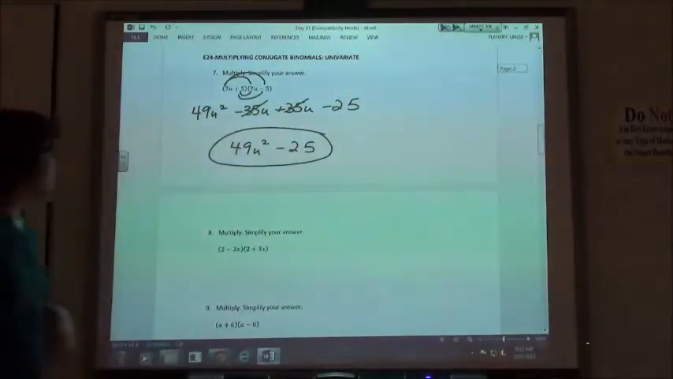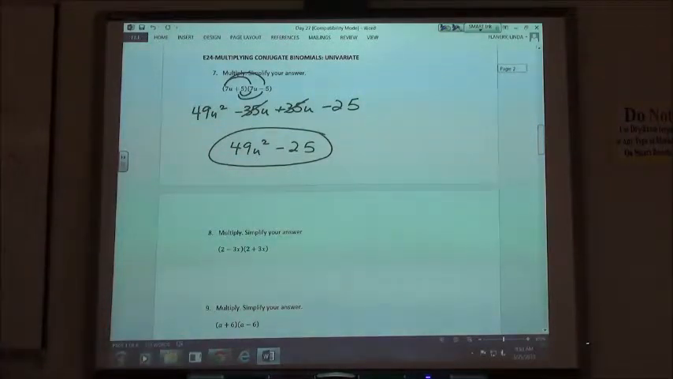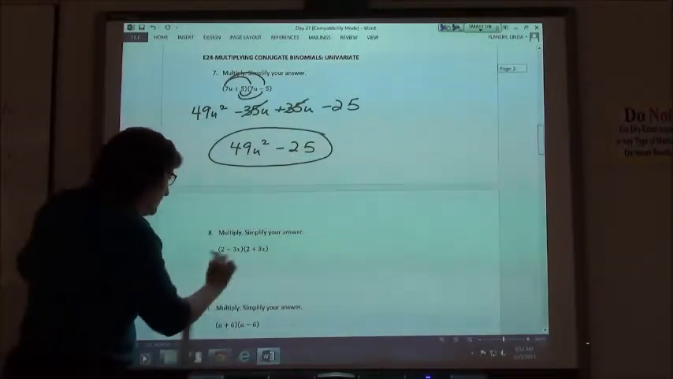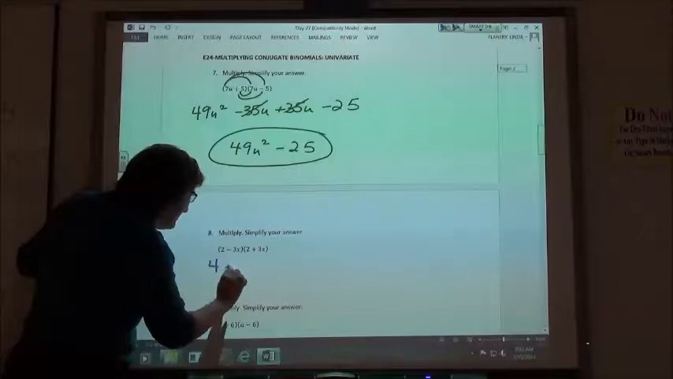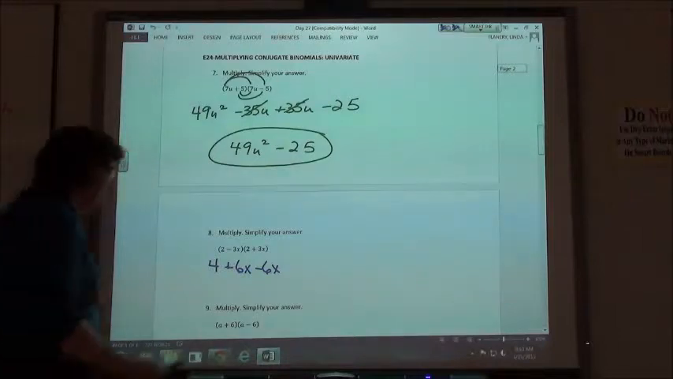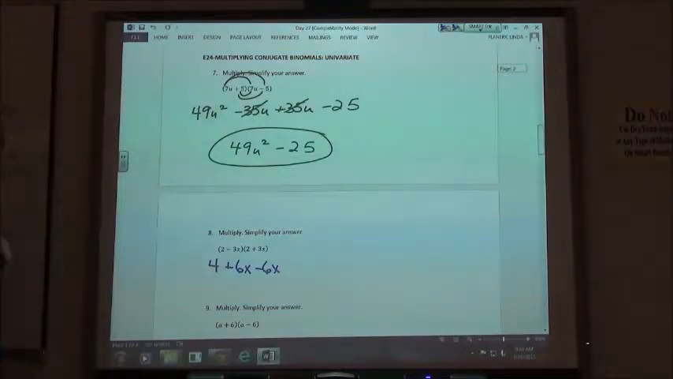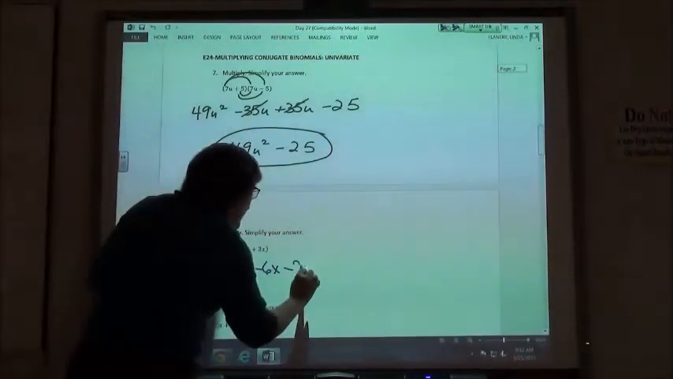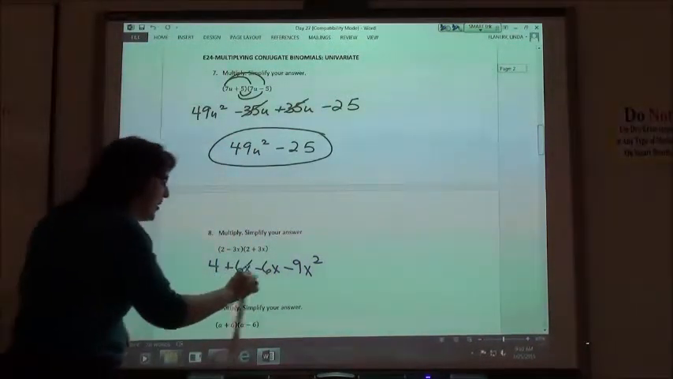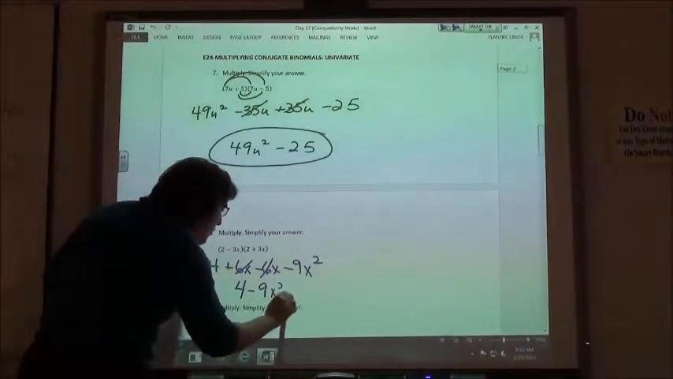So number 8, if we multiply that one out, we would get 4 minus 6x. If you do the inside, you get plus 6x, and a minus 6x. And then we get negative 9x squared. So the plus 6x and the minus 6x are going to cancel out. They're going to be opposites. And so we're just going to have 4 minus 9x squared.